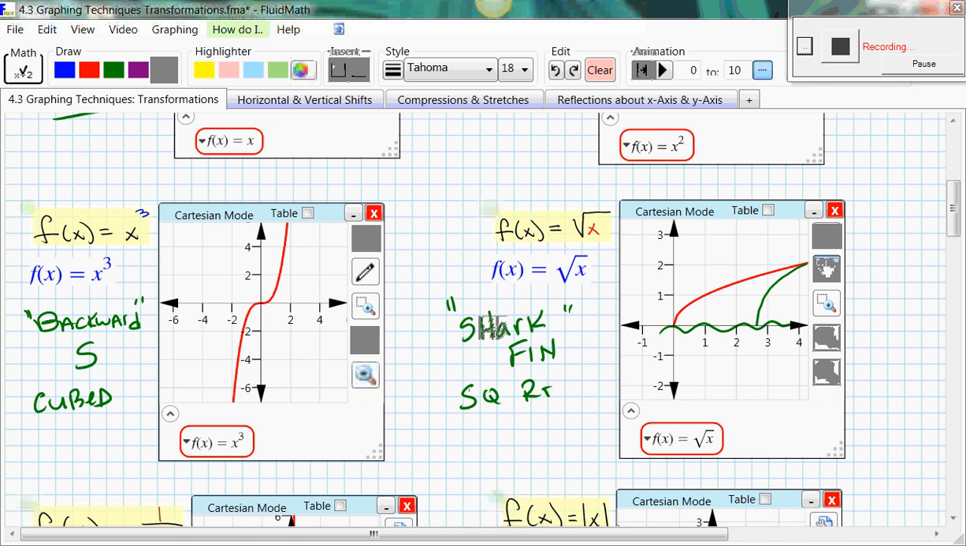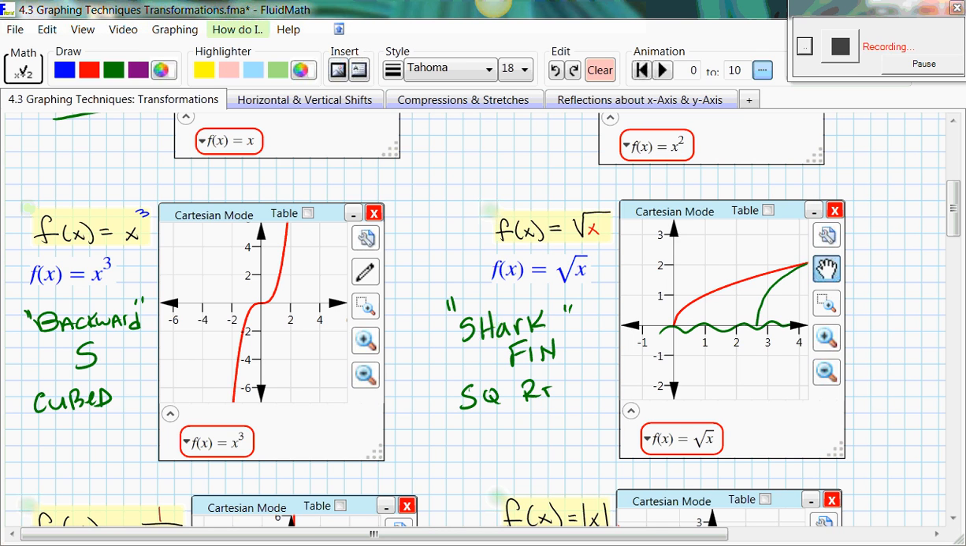Okay, Paula, what would this one be? Yes, the cubed function. Yes, that's exactly right. F of x equals x cubed, and we're going to call that the backwards s. So it kind of looks like a backwards s if you're looking at it, okay? Or a sideways looking s, right? So that is f of x equals x cubed. That is the cubed function.